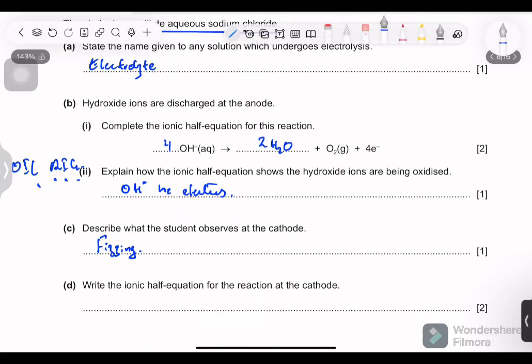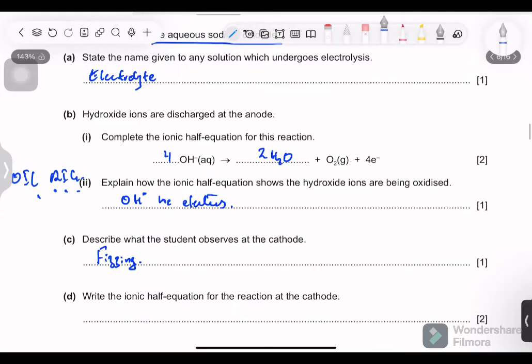Write the ionic half equation for the reaction at the cathode. So we'll have to write the equation for hydrogen being discharged. Hydrogen had donated an electron to become an ion. Now it will gain that electron back and it will become H2 gas. So there will be two here and two here for the balancing.